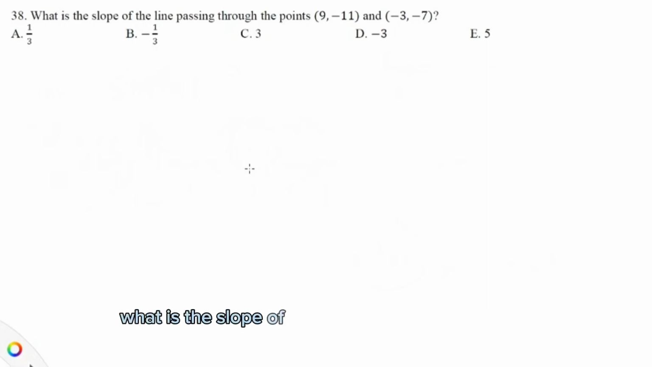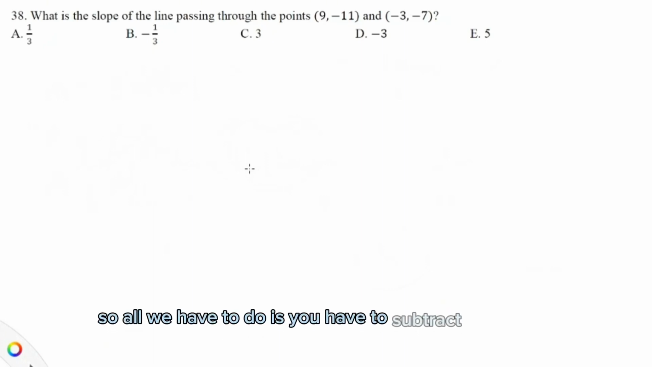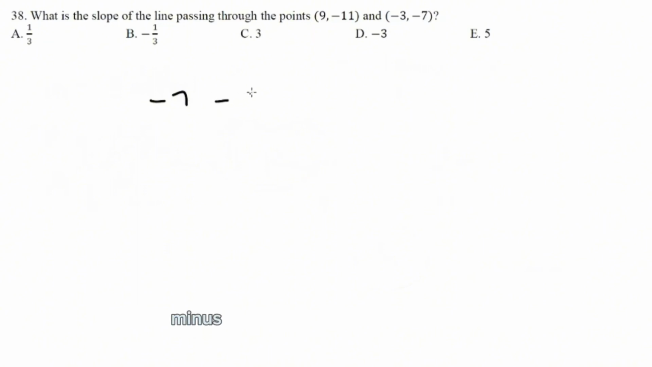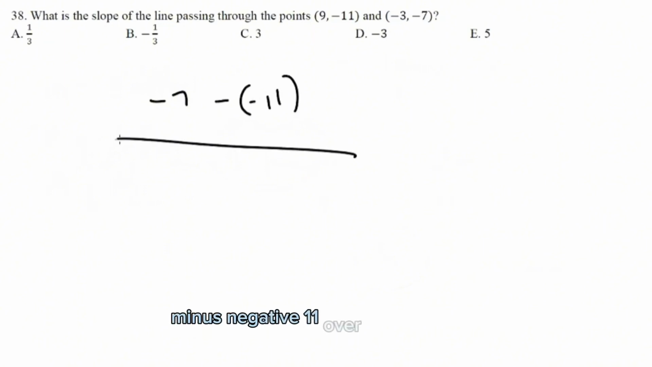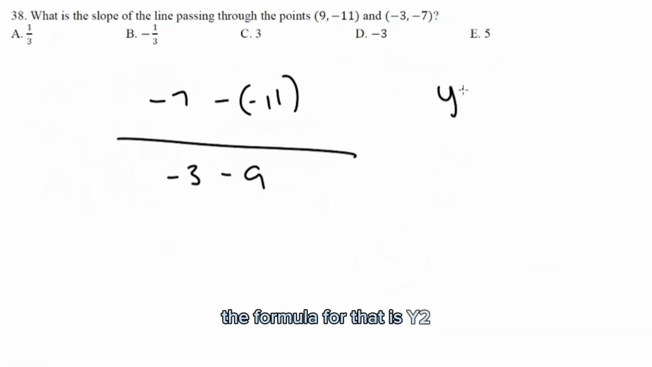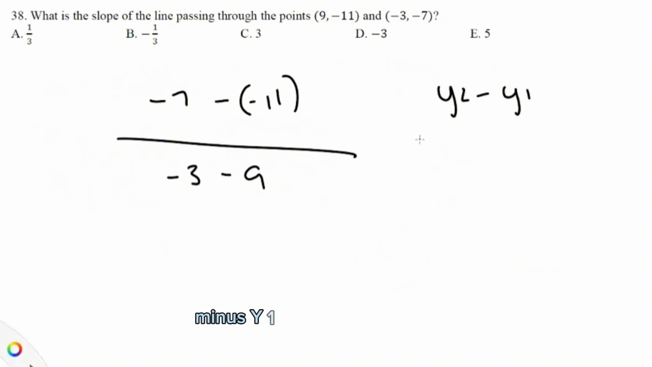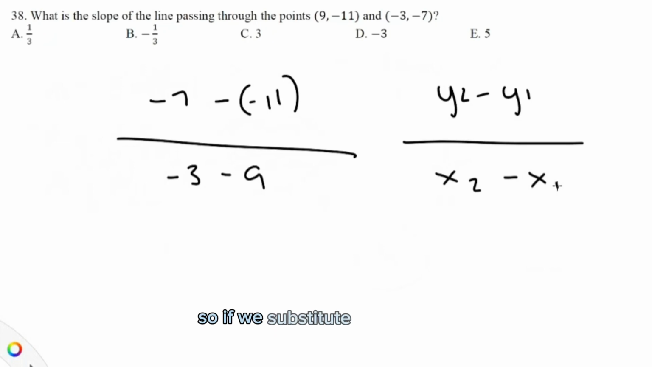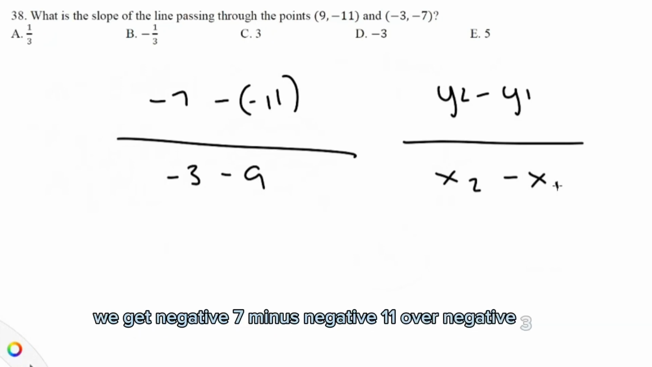Next, what is the slope of the line passing through the points 9, negative 11, and negative 3, negative 7? Alright, so all we have to do is subtract negative 7 minus negative 11 over negative 3 minus 9. The reason for this is that when you're solving for the slope, the formula for that is y2 minus y1 over x2 minus x1. So if we substitute our numbers, we get negative 7 minus negative 11 over negative 3 minus 9.